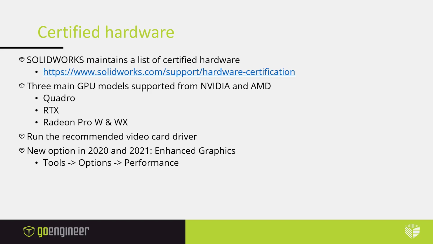If you're seeing issues in SOLIDWORKS that are graphics related, where something doesn't look right, the main starting thing we look at is your video card. If you're on a computer that's not certified, that's okay. I would strongly recommend turning that option off. You can find that in Tools, Options, Performance.